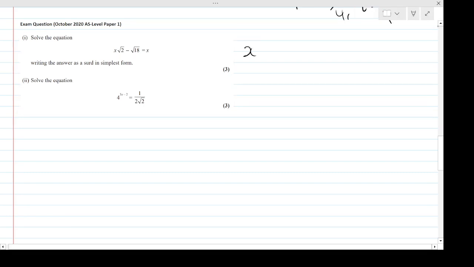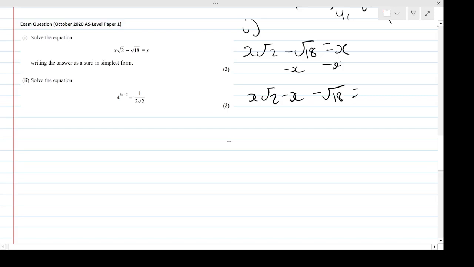Okay, so we're going to have x root 2 take away root 18 is x. Now, how do we solve an equation normally? Like, for example, like this. Well, we want to collect all the x's on one side. We want to get x on its own, right? I have x's in two places. I'm going to need to move the x's to one side of the equation. So I'm going to probably move the x on the right side to here. So to do that, I'm going to take away x on both sides. So I'm going to have x root 2 take away x, take away root 18 equals 0.